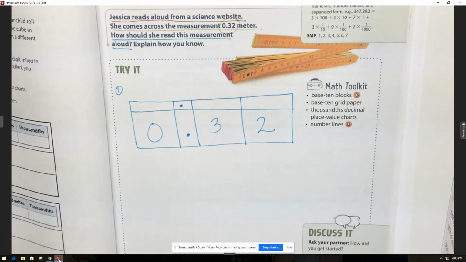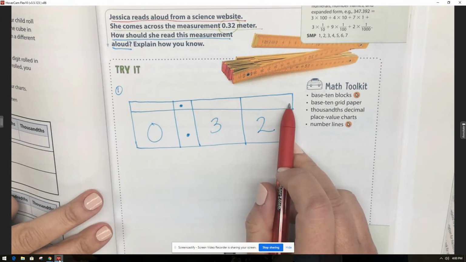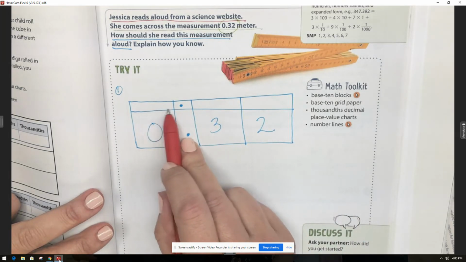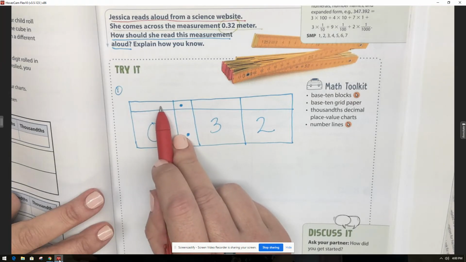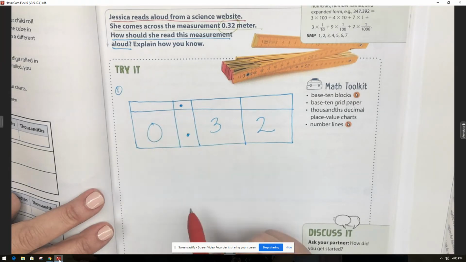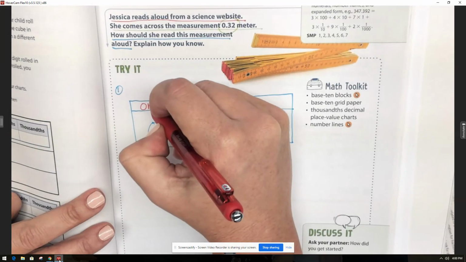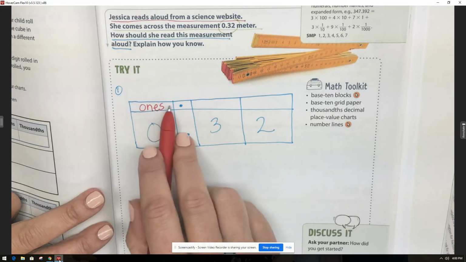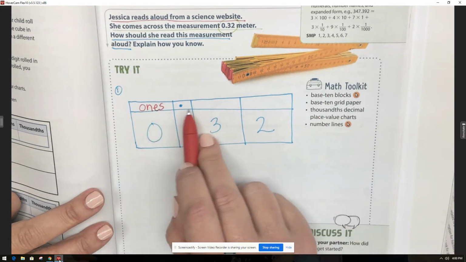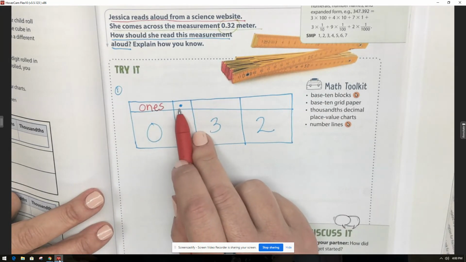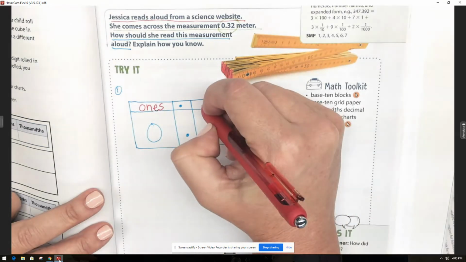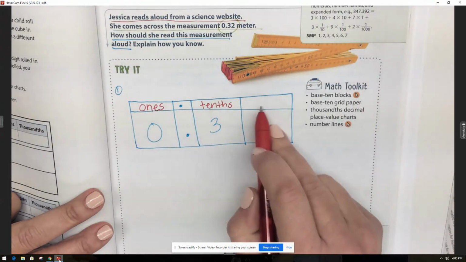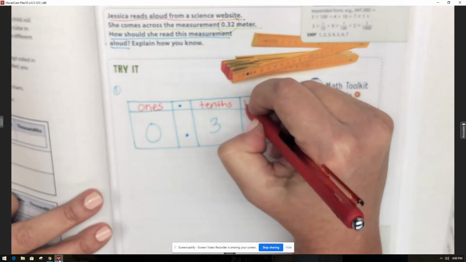Then we can go back and fill in what are the different place values. So we know what place value always comes next to the left of the decimal point. That's right, it's the ones. Remember, the ones is in the middle, and then we fan out from the ones. So we have our ones, and then we have our decimal point. Next, we have our tenths. And then finally, we have our hundredths.